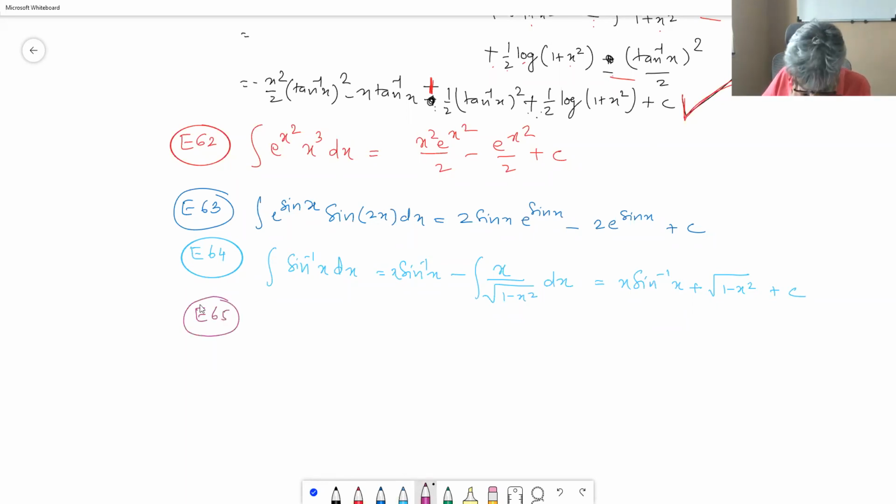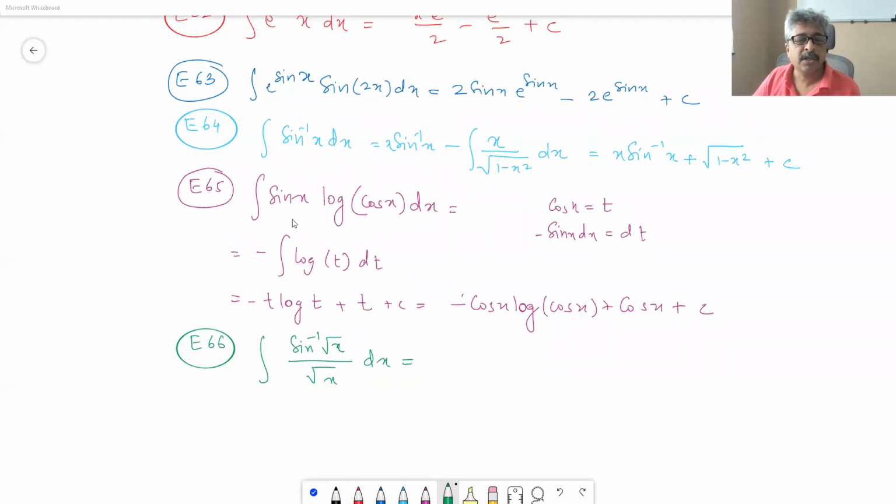E65. Integral sin x log cos x dx. This is easy. Okay, the answer for sin x log cos x dx is minus cos x log cos x plus c.